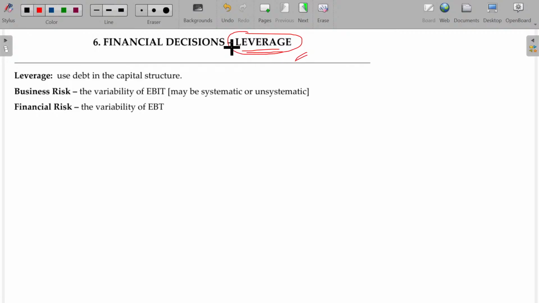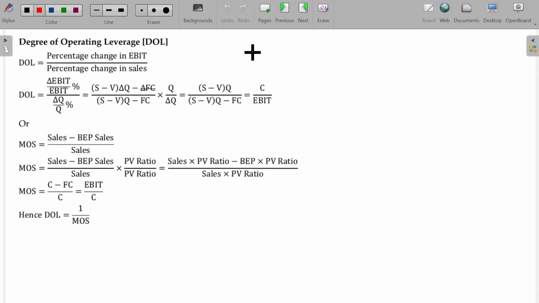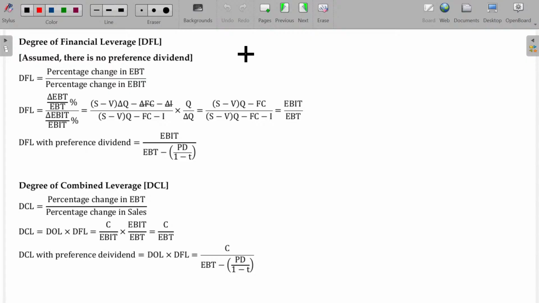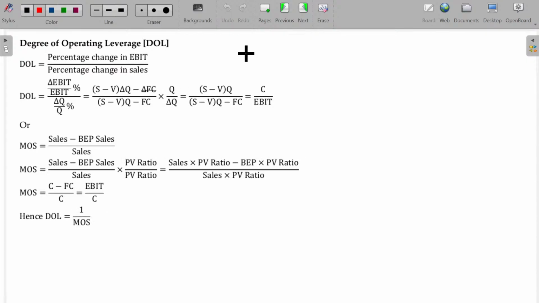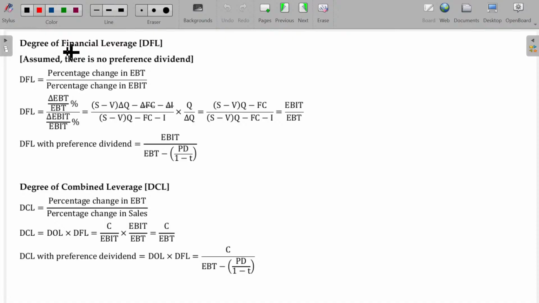In case of leverage, two aspects are predominantly covered. One is operating leverage, another one is financial leverage. So we have two leverages here, operating leverage as well as financial leverage. Combining these two will be called combined leverage.